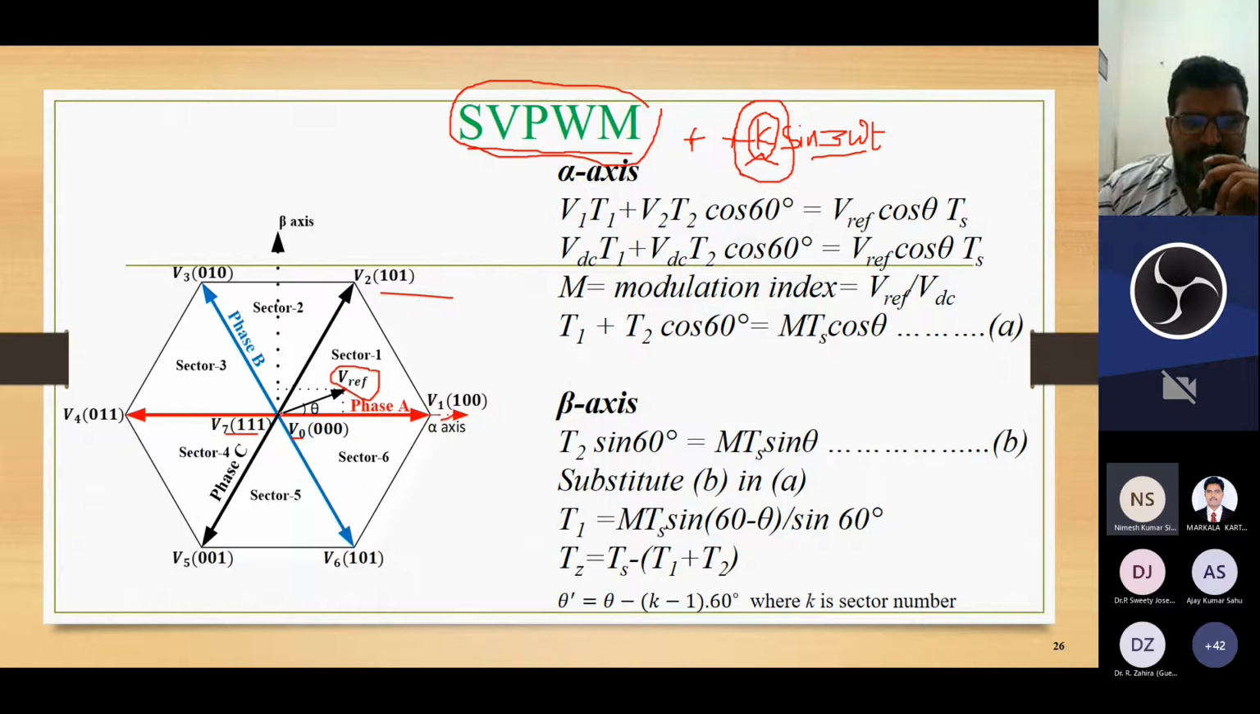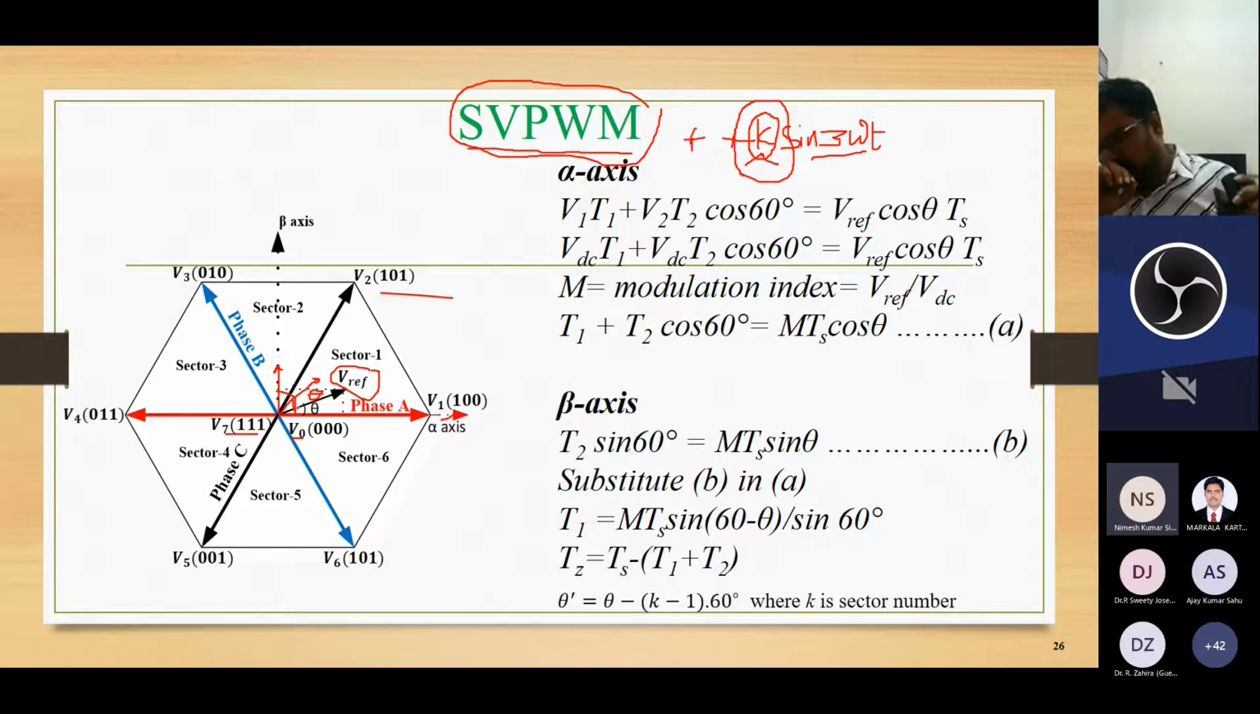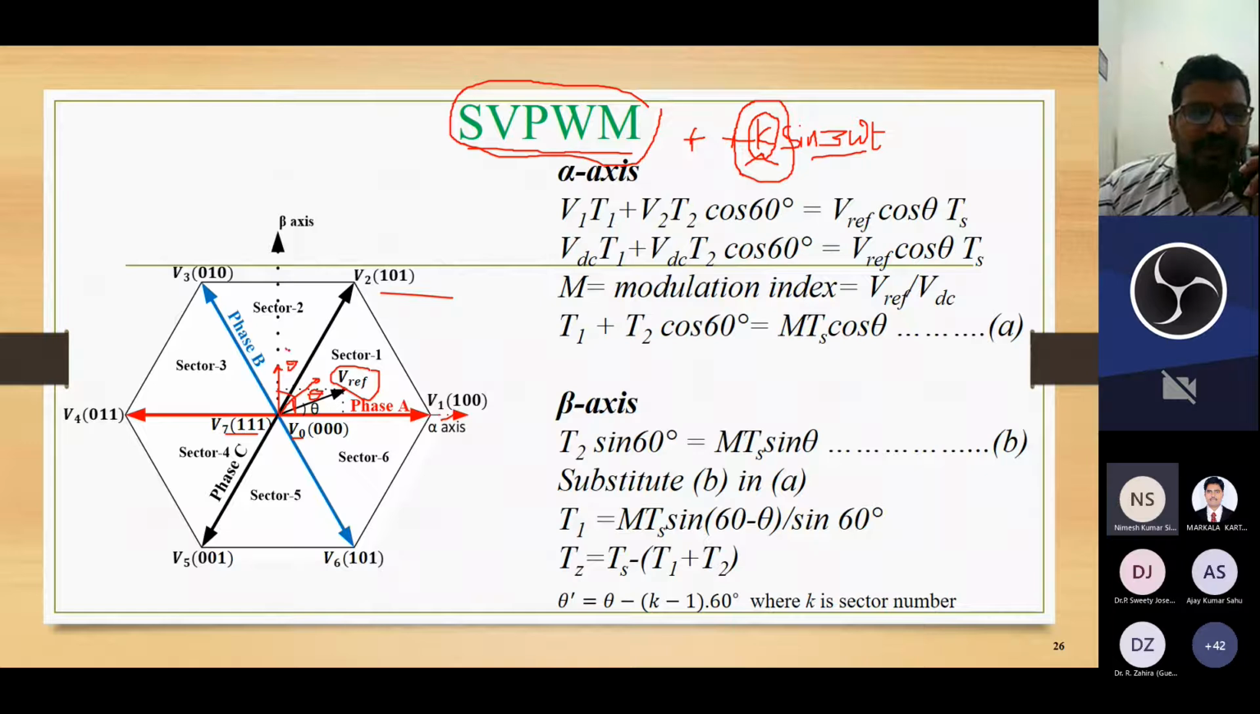For example, if the V reference has to be shifted to the next point, then the theta value will change. Accordingly, the values of T0, T1, T2, T7, everything will change. If the V reference is transformed into sector 2, then the switching vectors are going to change again, so 2, 3, 7, these switches will be on. So again you have to calculate the value of theta, and according to the value of theta and V reference, you have to calculate the time periods in such a way as to get the reference vector.